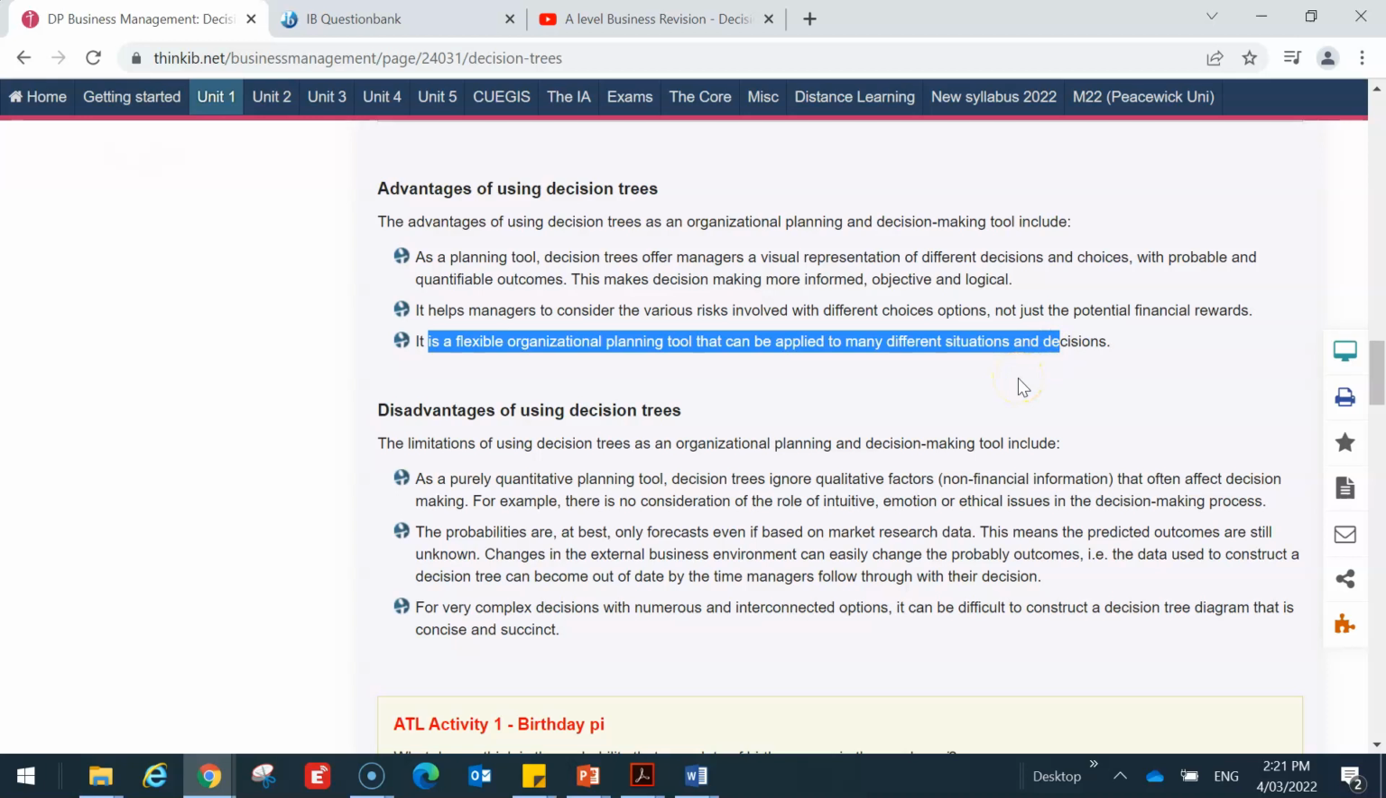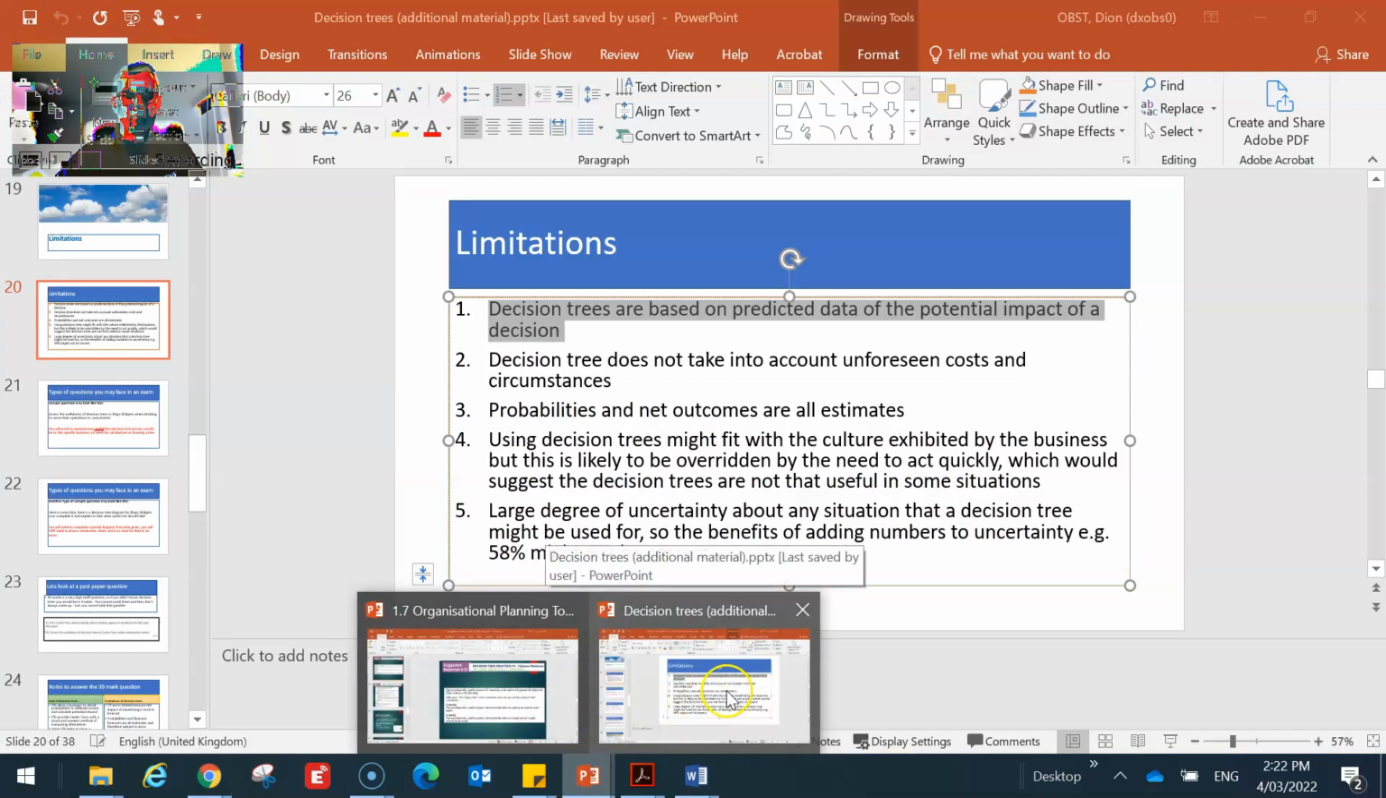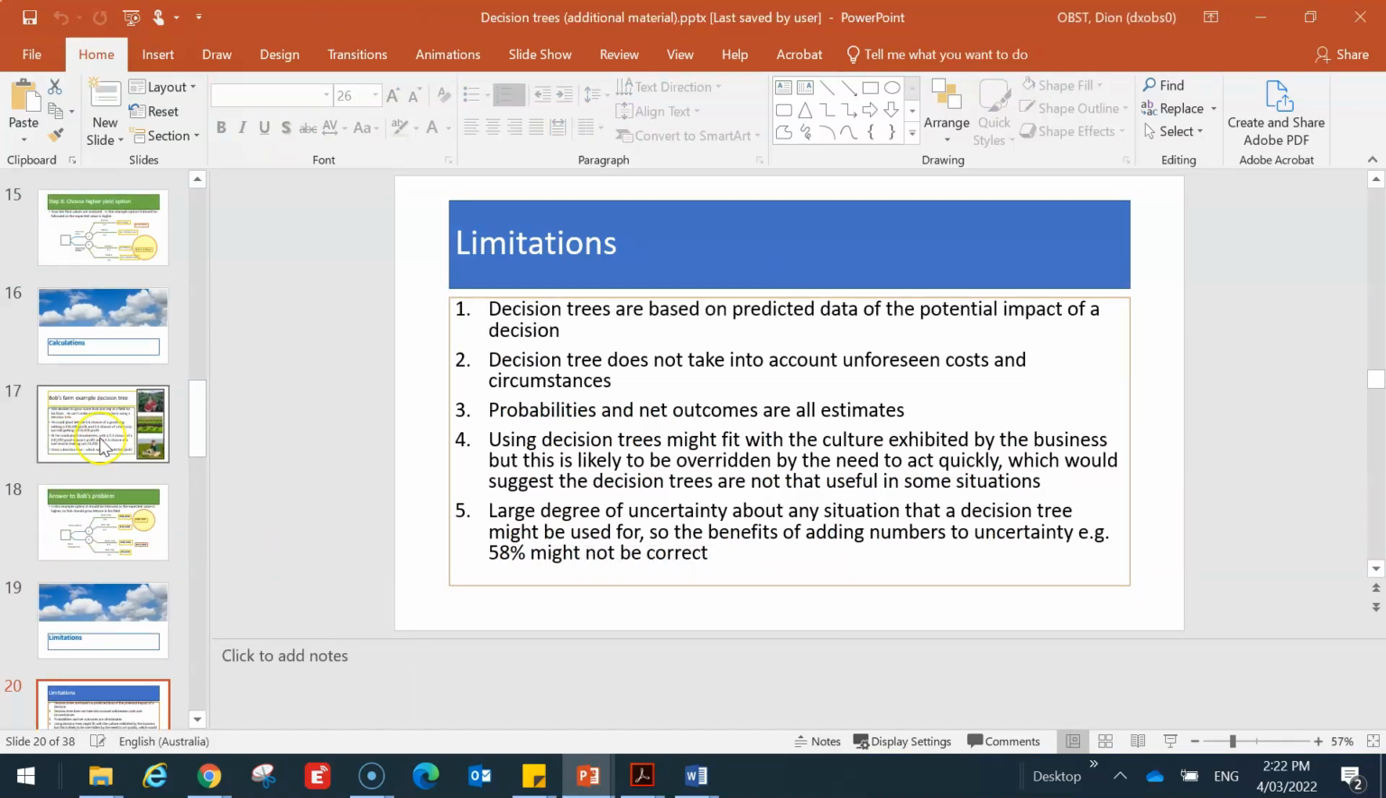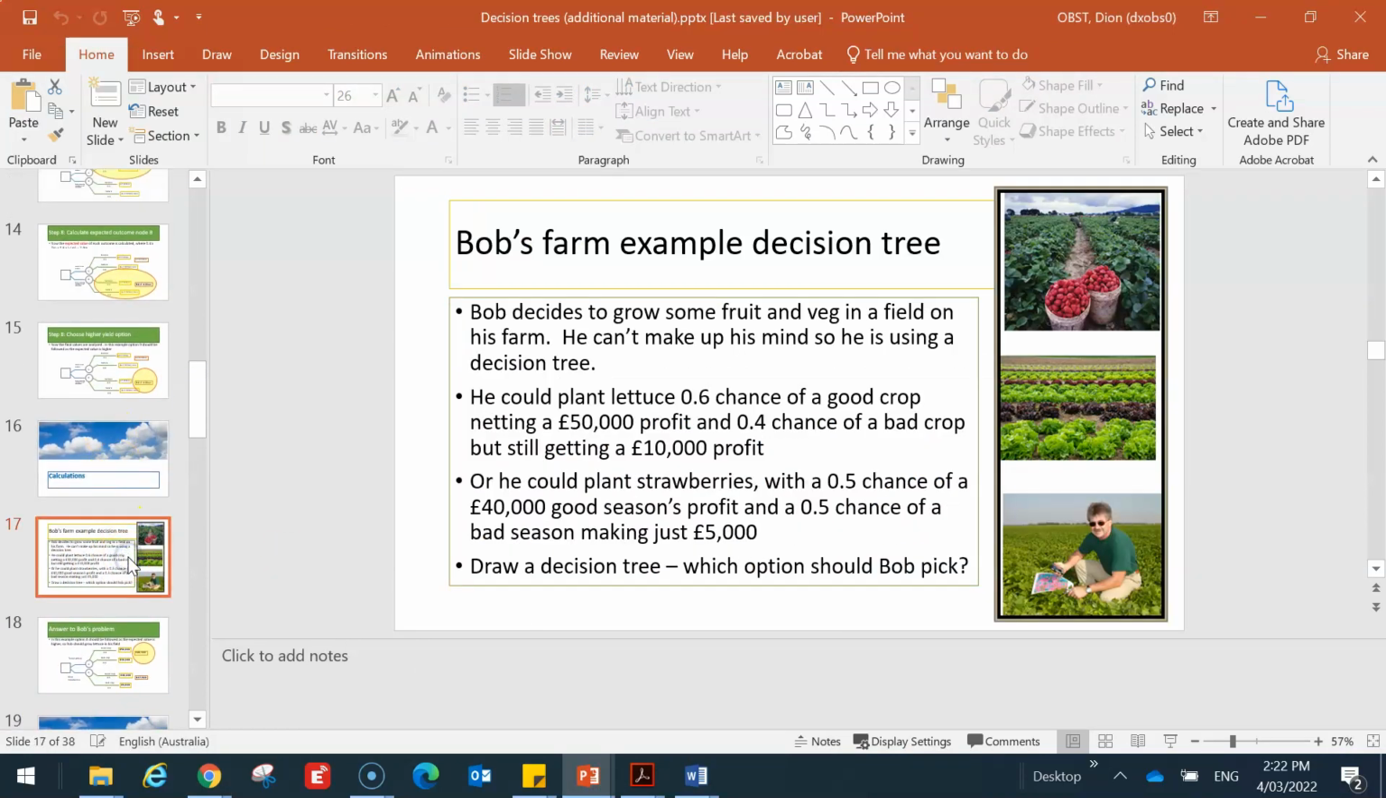You're probably thinking, what's an example of that? This one's a pretty cool example. It's a simple one, but let's have a look at it. This one is talking about Bob's farm. In a different sort of context, this farmer is looking at whether to plant lettuce or strawberries, side by side.